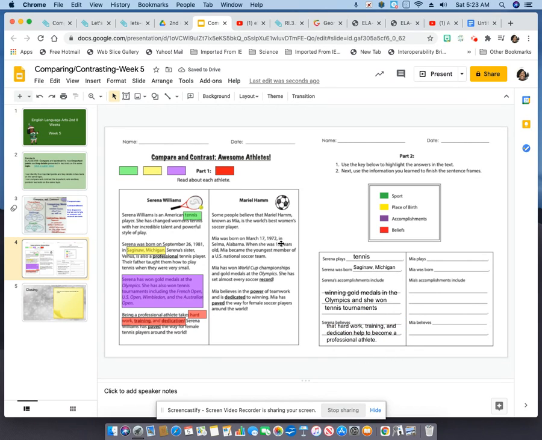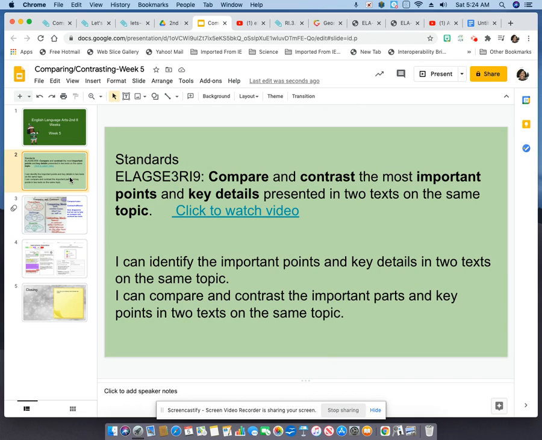Okay, and then you're going to come over here and you're going to highlight the sport that Marielle Helm plays in green, her place of birth in yellow, her accomplishments in purple, her beliefs in red, and then you will come over here and you will type that information in the sentence frames. Okay, and then I want you to open up these slides because they will be in Google Classroom. But the only thing you will have to do is when you start the assignment, click here to watch the video.